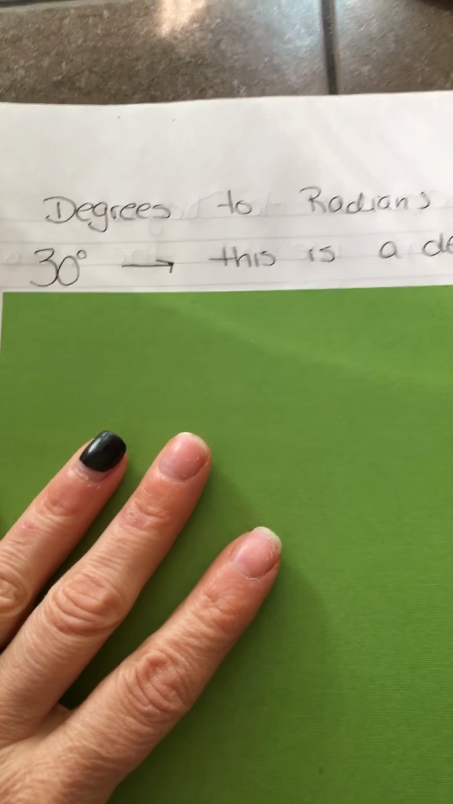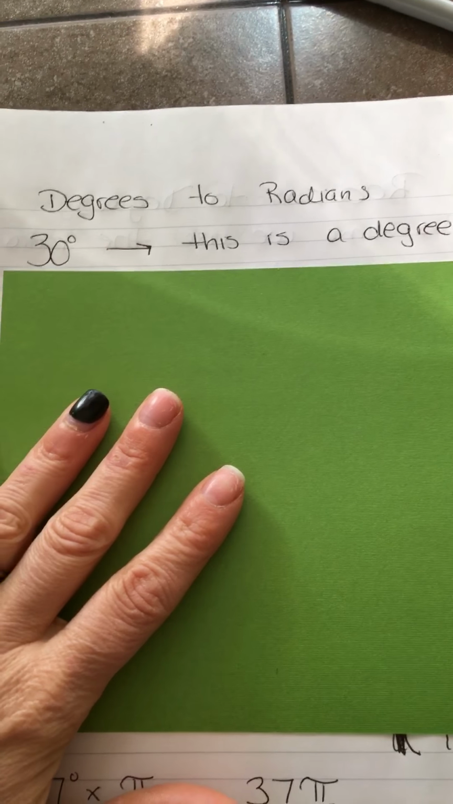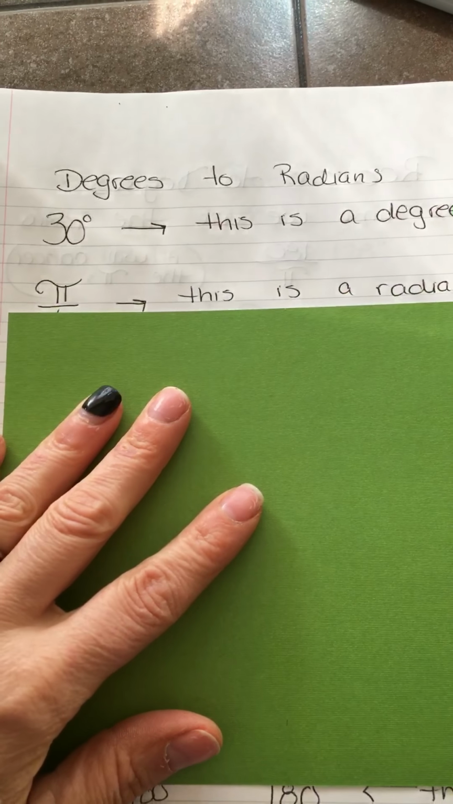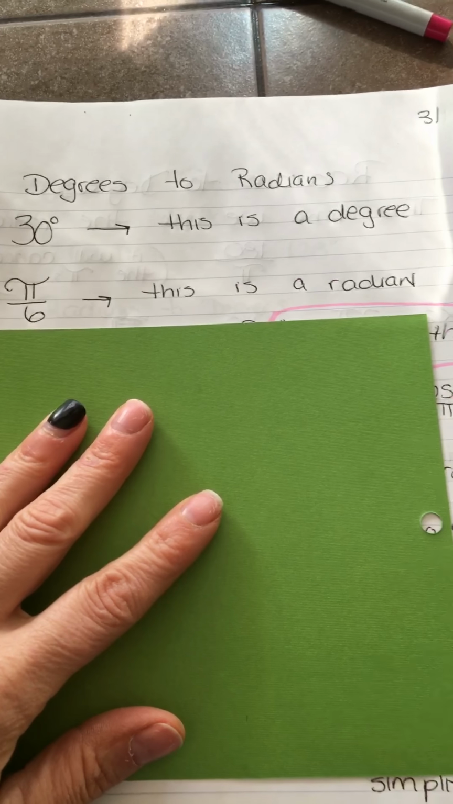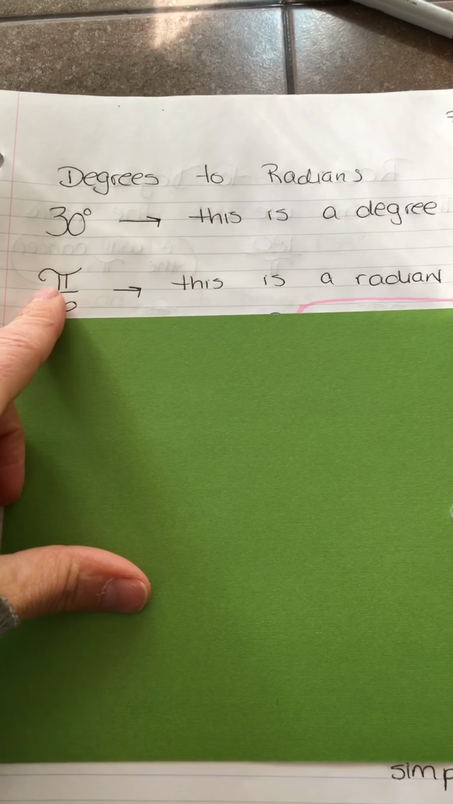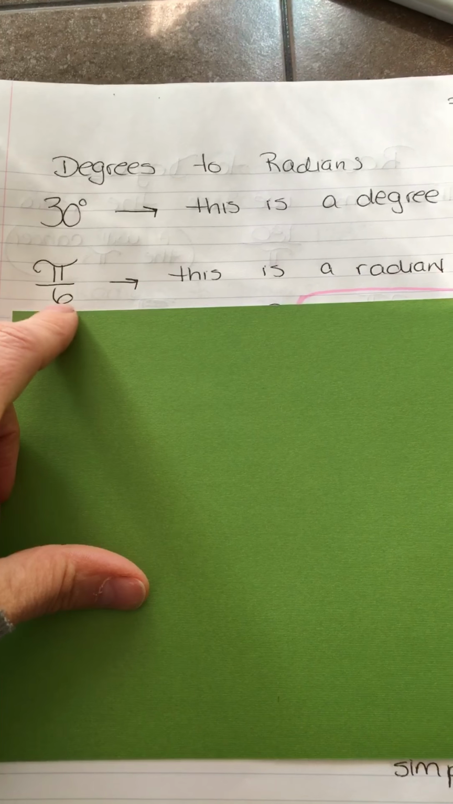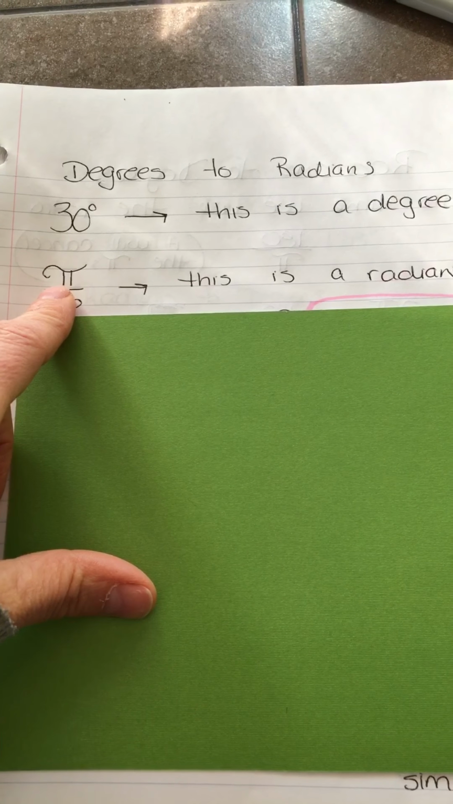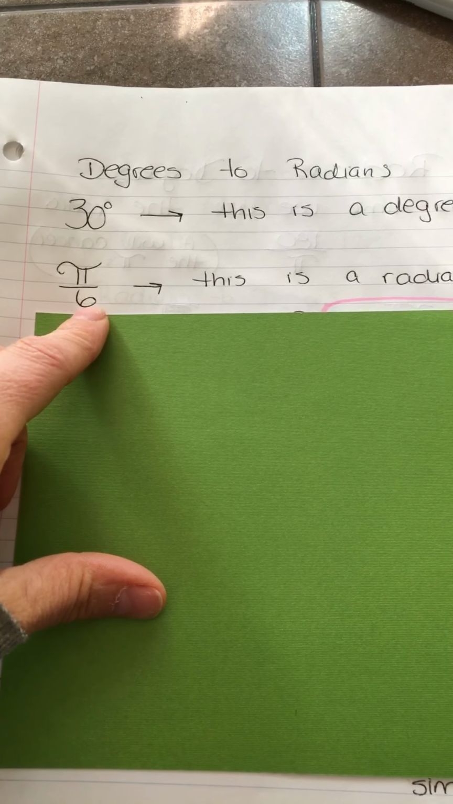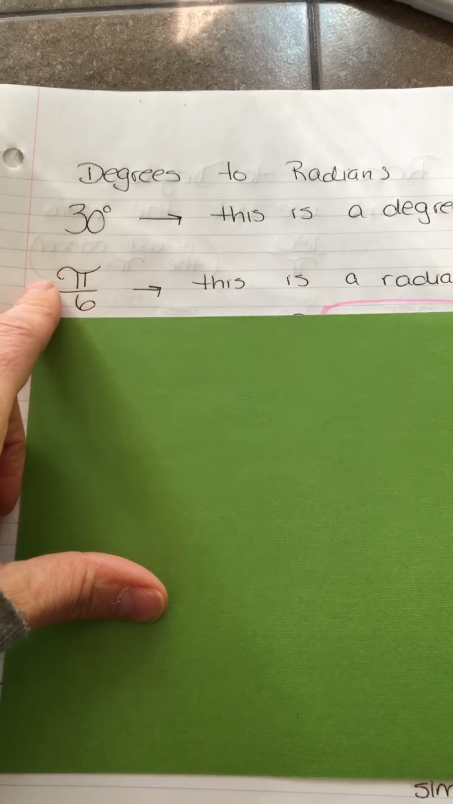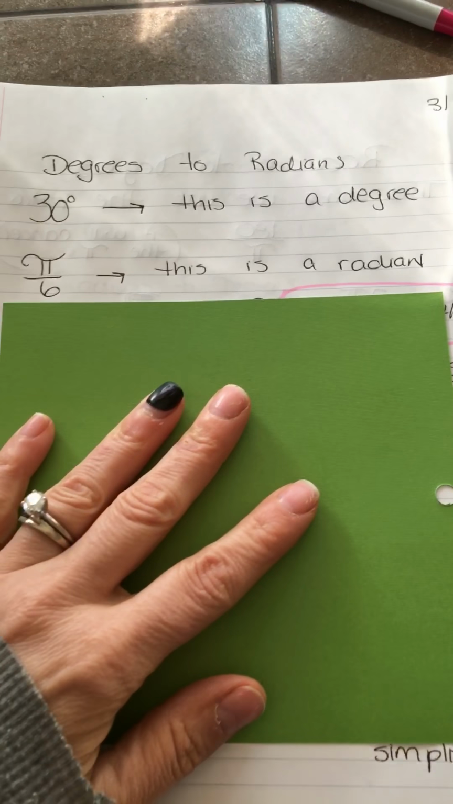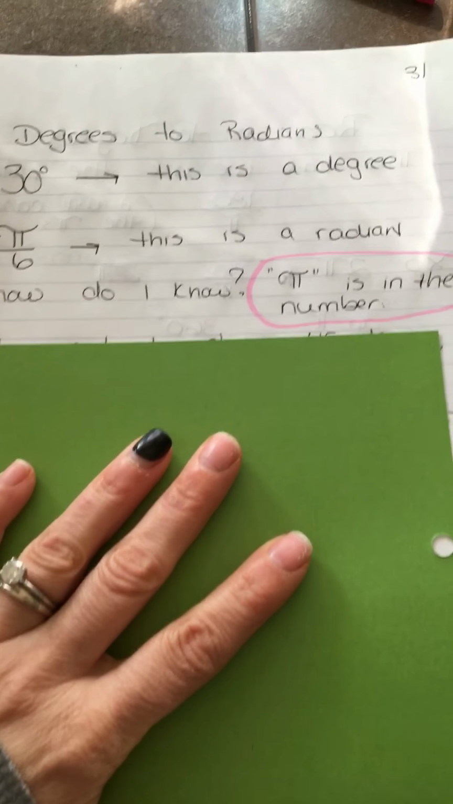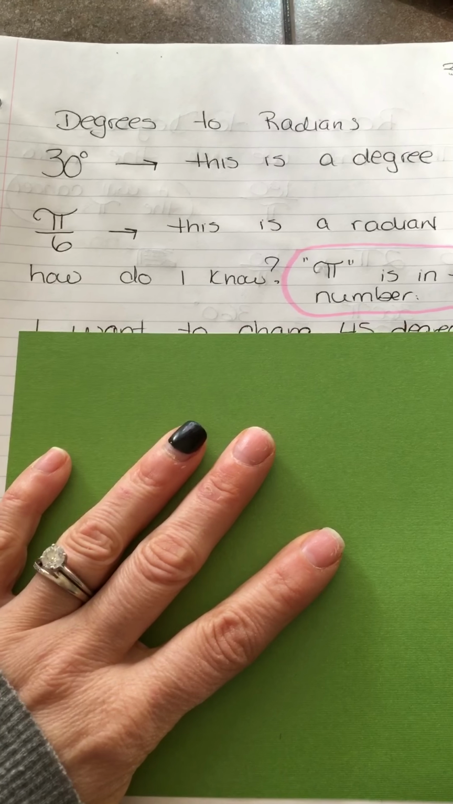Now, as you all know, a degree is like 30 degrees, because we have that little symbol right there. Well, radian, as you've heard me talk about in class, is a number that has the symbol pi in it. It will always be in the numerator position. It can sometimes have a fraction in it, or it can sometimes just have a whole number next to it. And once again, how do I know? Radians is a number that has pi in it.